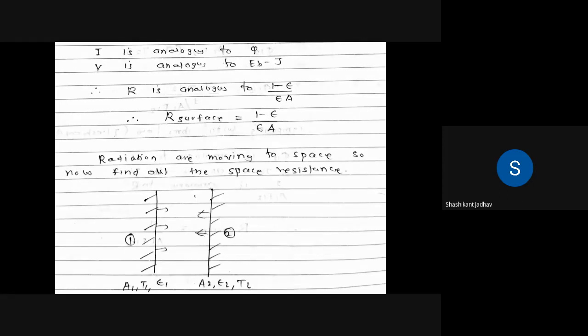Okay, so this is about the surface resistance, that is 1 minus epsilon divided by epsilon into A. By using this equation we can find out the resistance of a surface. Now in the next lecture, we have to calculate the space resistance. What is the equation for the space resistance? That part we have to cover in the next lecture. At 1 p.m. we will take another lecture of heat transfer, and at that time we will find out the equation for the space resistance.